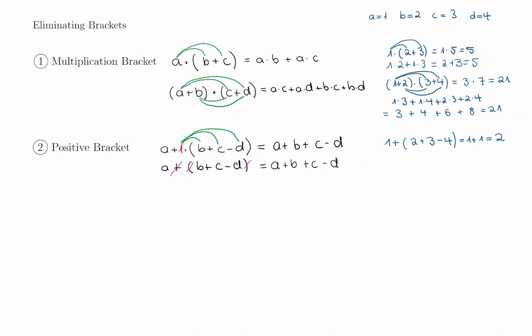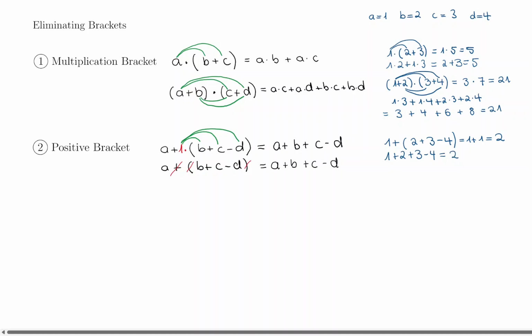Or we could use the rule we just learned. We could throw away the plus sign and the bracket and copy everything else, so that then would be 1. Here in front of the 2 there's a plus, so plus 2 plus 3 minus 4, and that would be 1 plus 2 is 3, plus 3 is 6, minus 4 is 2. So we do get the same results in both ways. Okay, so this is it for the positive bracket.